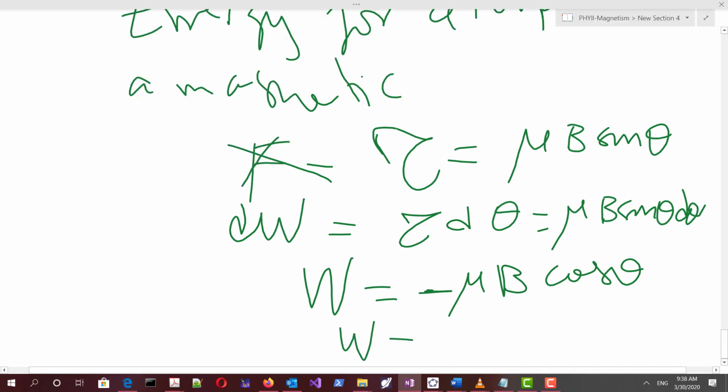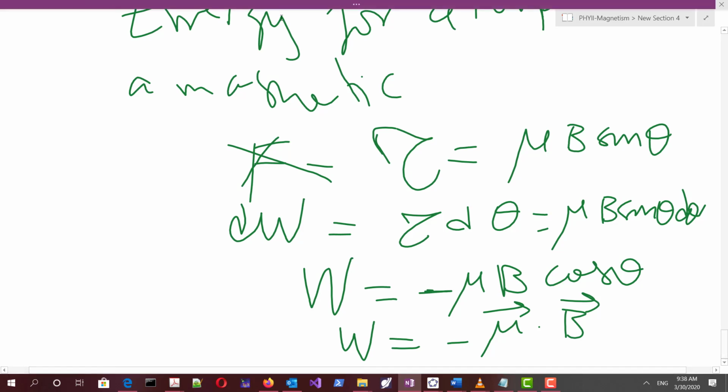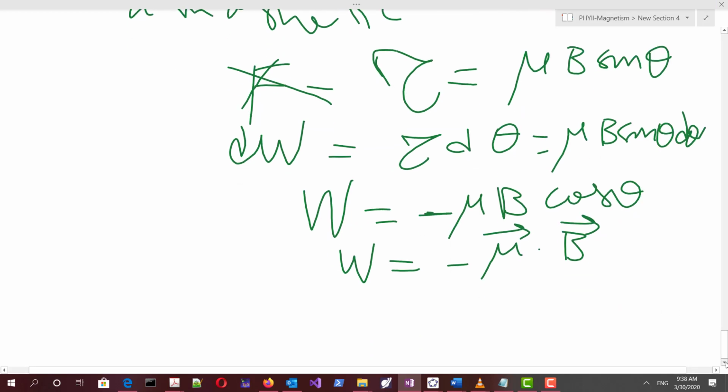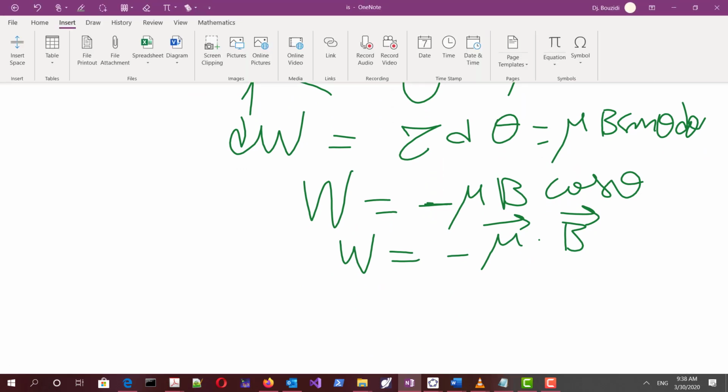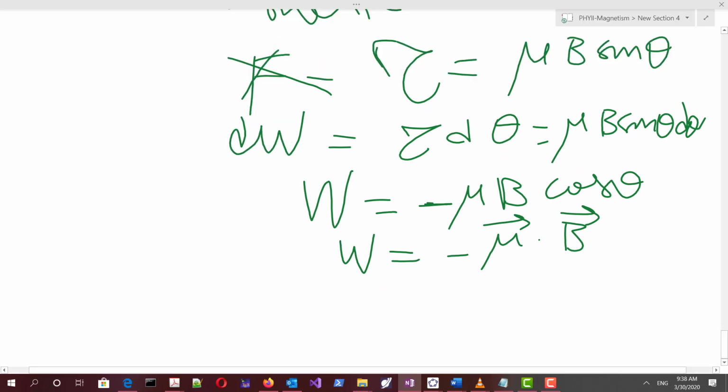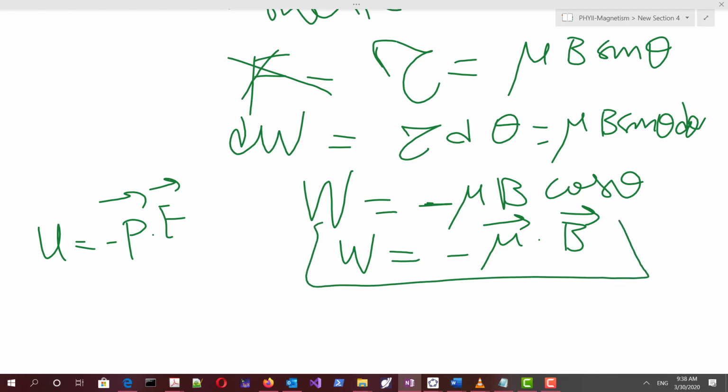So the work in this case, or the energy stored in a magnet, is equal to minus mu times B, well, these two are just vectors, so this is the dot product of the two. Again, this is very, very similar to what we did with the dipole. There, the energy was equal to minus p dot E. In this case, the energy is equal to minus mu dot B.